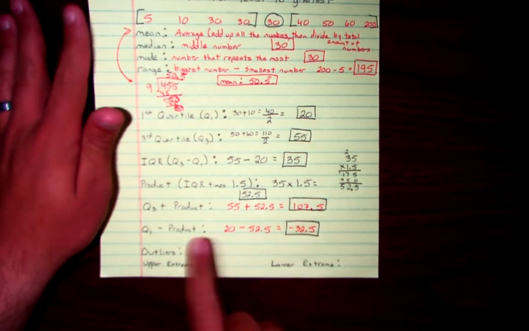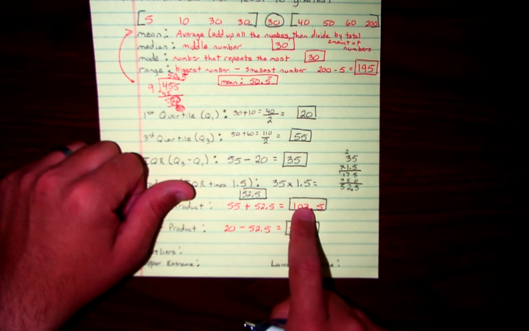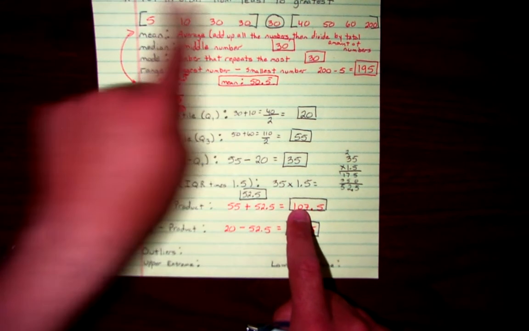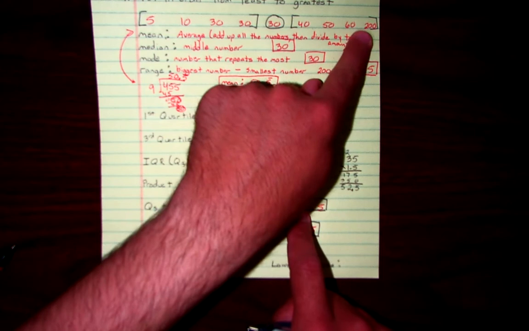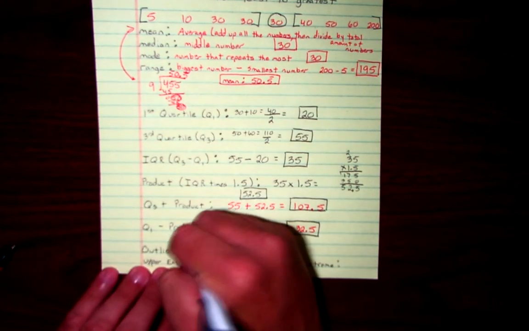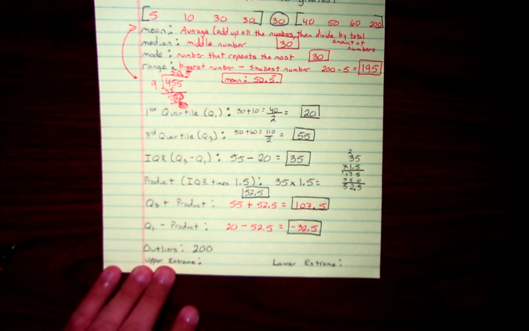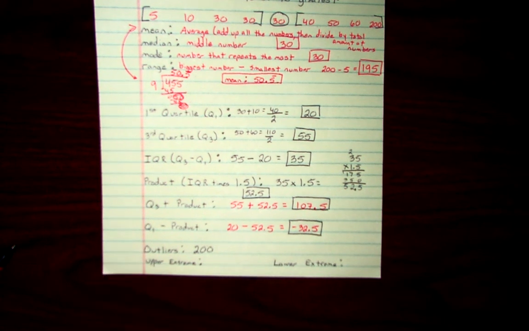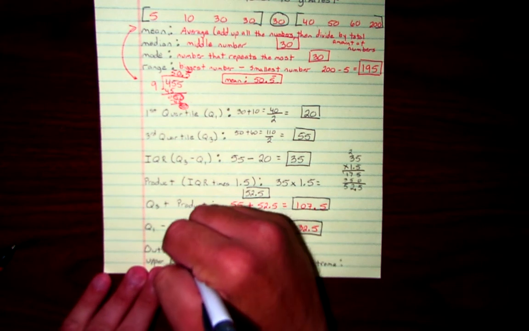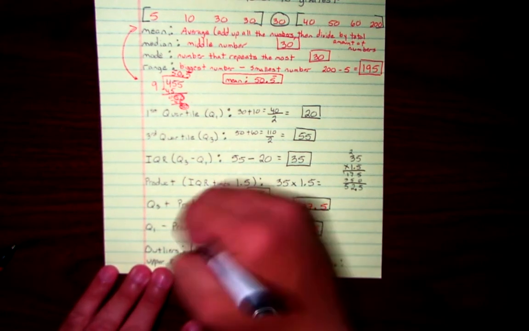Then you take the 107.5. Do I have any numbers bigger than 107.5 in my data set? Well, yes, I do. This 200. So your outlier would be the 200. That means it's part of the data, but it's all by himself. You know that song, All by Myself? Man, I'm a good singer.